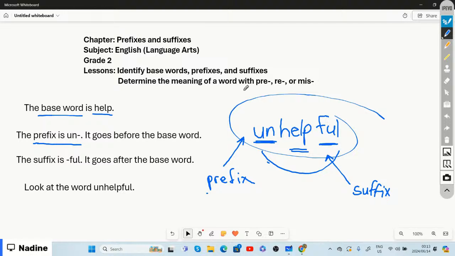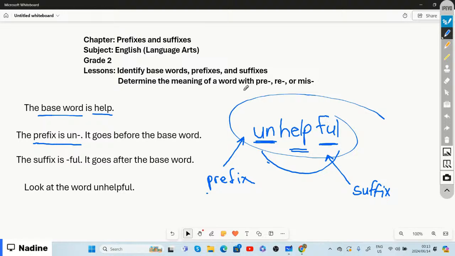So now we're going on to our lessons. We said the lessons that we're going to be focusing on is determining the meaning of pre, re, or miss, which means that we need to know what pre means, we need to know what re means, and we need to know what miss means.